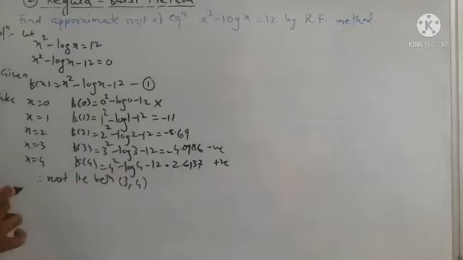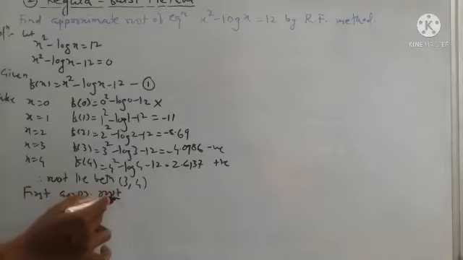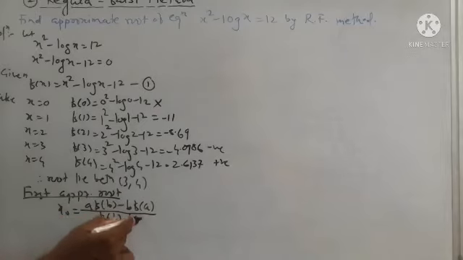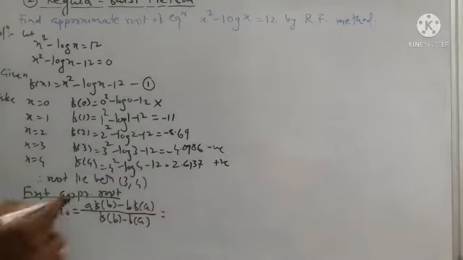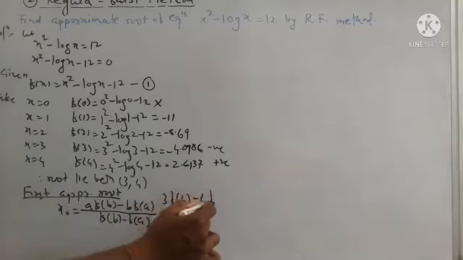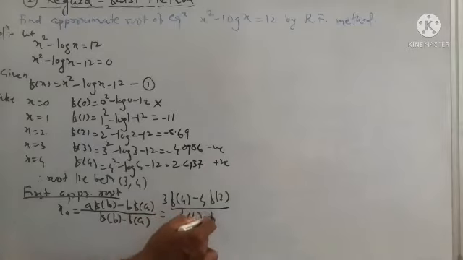therefore the root of this equation lies in the interval 3 to 4. Now, for the first approximation of the root using the regula falsi method, as we know the formula, x naught is equal to a into f of b minus b into f of a divided by f of b minus f of a. By putting the values a as 3 and b as 4, 3 into f of 4 minus 4 into f of 3 divided by f of 4 minus f of 3.